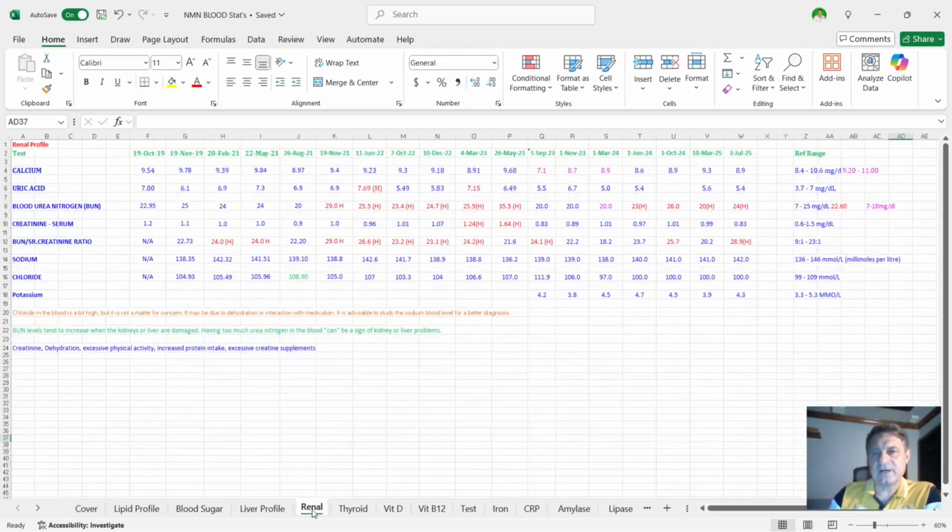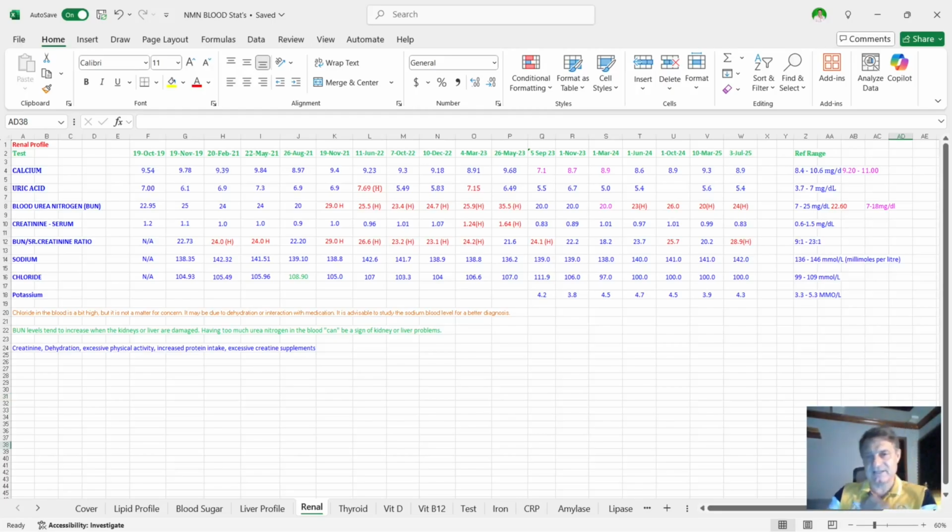Let's move on to my renal profile. You can see here that my blood urea nitrogen, my BUN, is still high. That said, 24 is registered as high because the range is now 17 to 25. It used to be 22.60. Before they changed that, all of these would have been in the blue. And because of that, my BUN serum and my creatinine ratio are also above reference range. They are quite a bit above, 29.9, where the top end is 23.